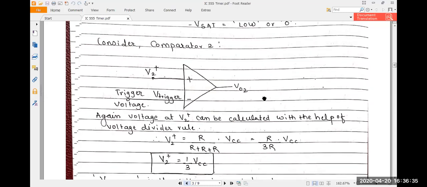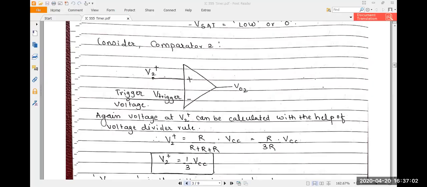If you see the block diagram, you can easily find out that V2 plus can be calculated with the help of the voltage divider rule. So it is R upon R plus R plus R into VCC. Remember, we have taken all these resistors as the same, and hence we are getting such kind of voltages at the terminals. So V2 plus will be equal to VCC by 3, or one third of VCC.